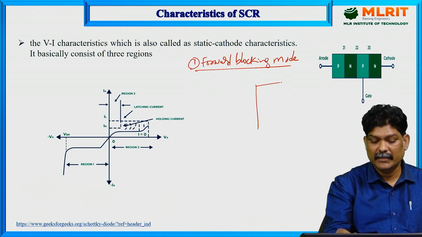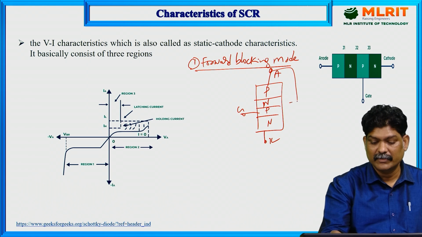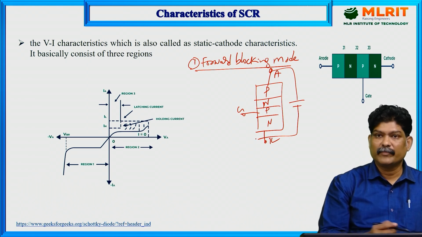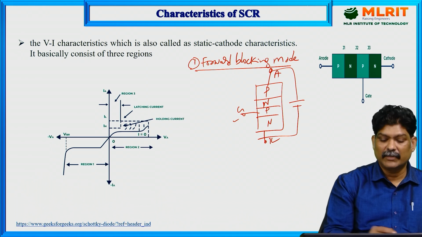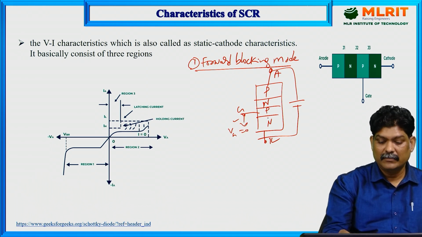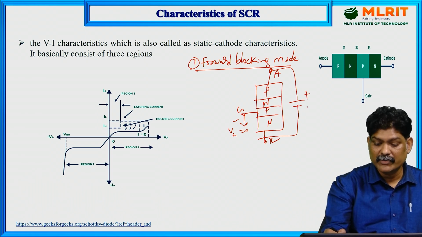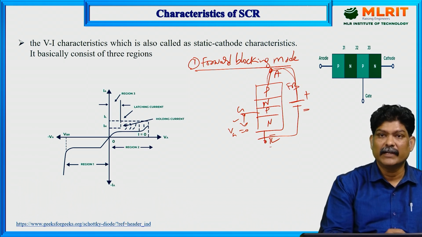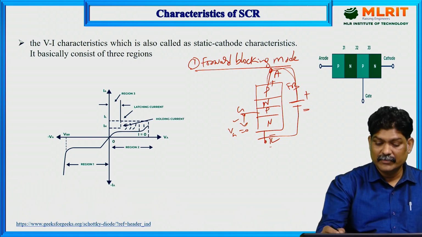Let us say this is your P, N, P, N, and this is the gate, this is the anode and this is the cathode. I am giving voltage only across anode and cathode. We are not giving any gate voltage, so let us say gate voltage VG is 0. Here P is connected to positive, which means forward bias, and N is connected to negative, because the cathode is the negative terminal and the anode is the positive terminal. So negative is connected to the cathode, and this is again forward bias.